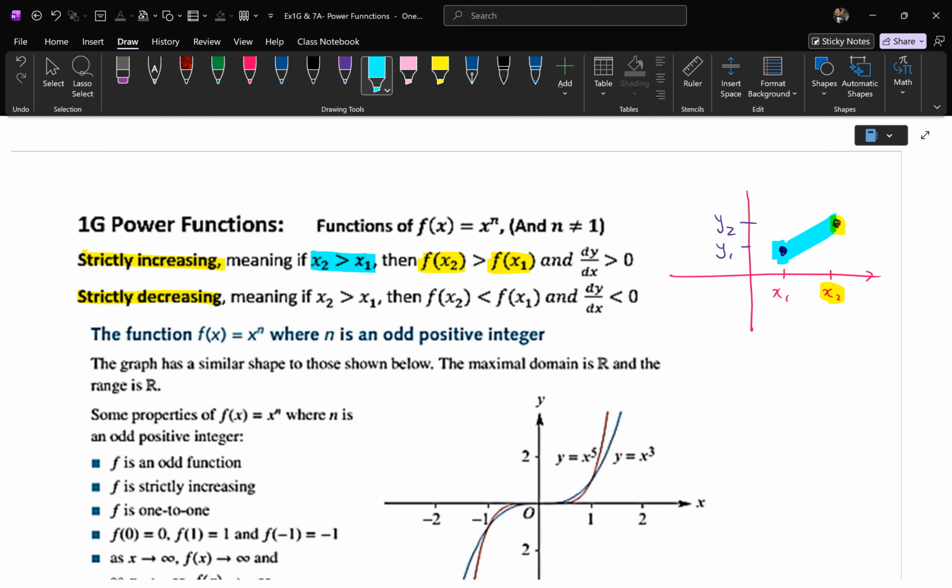Another way to look at it as well is if the derivative is positive. These are things that you can prove or justify. So if they ask you to justify, you need to say these definitions. Strictly increasing occurs when x2 is greater than x1 and y2 is greater than y1. And you can also prove it through the derivative as well. Okay, so that's one of the first things.